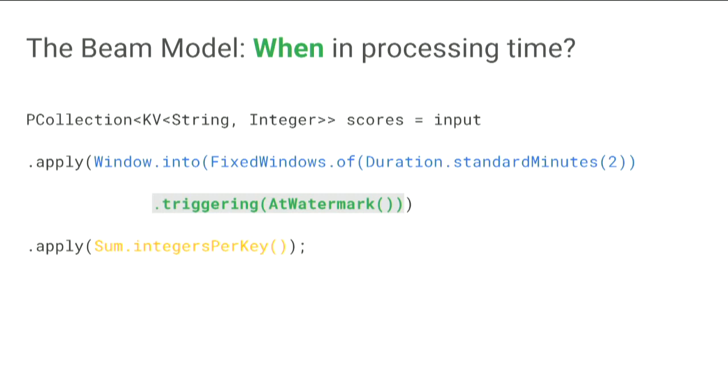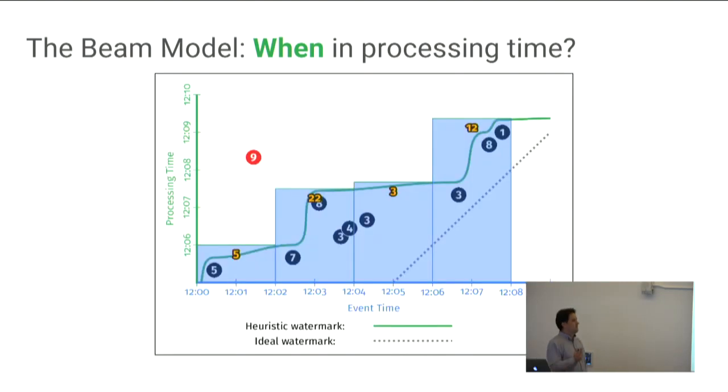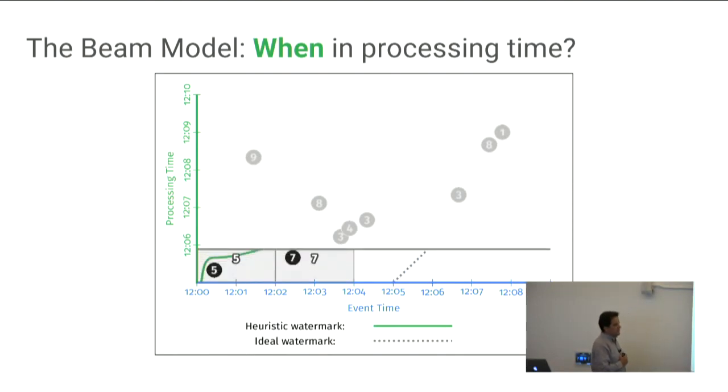With this one line code change, we are specifying a trigger and teaching the system to output results for each window when the system believes it has seen all the data for that window. And we call that concept a watermark. Trigger at watermark. Trigger when you believe you have seen all the data. All right, so let's see the animation in this case.